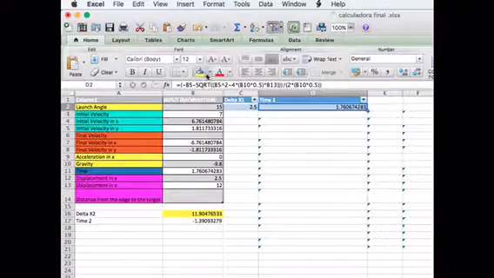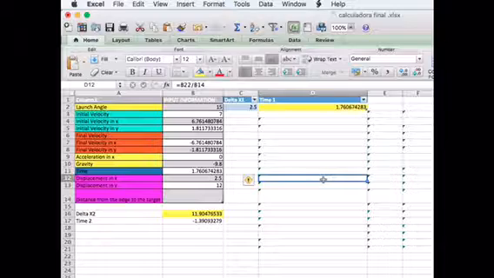This is the end of our projectile motion calculator. I hope you have enjoyed it and understand the physics inside our calculator.